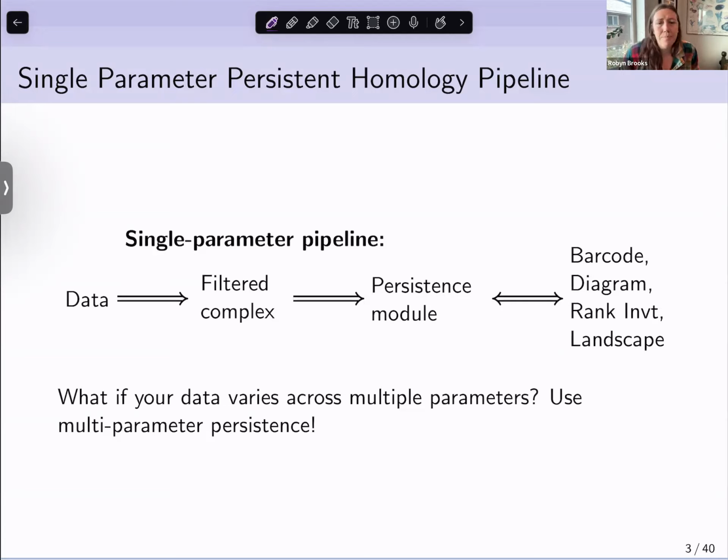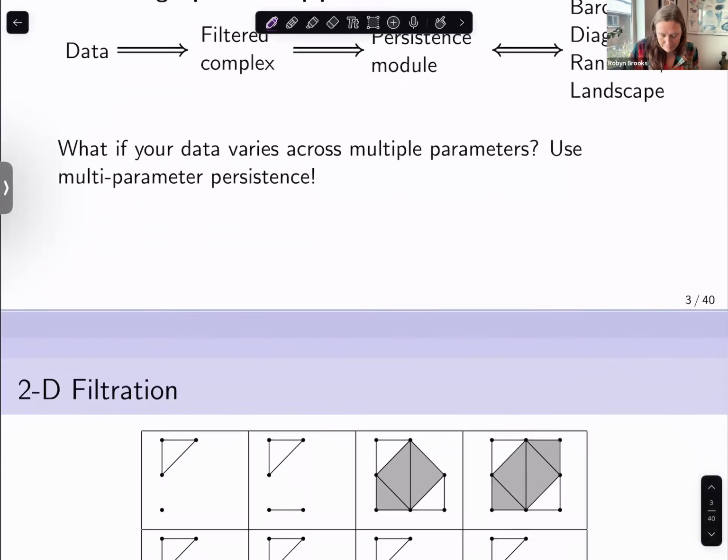We have complete invariance of the persistence module, like the barcode, and we have stability with respect to the bottleneck distance. But because we're mathematicians, and even sometimes because it is useful to allow our data to vary across multiple parameters, we want a similar pipeline for more than one parameter. The things I'm going to show you for the multi-parameter persistent homology pipeline, I'm going to show you in 2 dimensions, but they can be for n parameters.